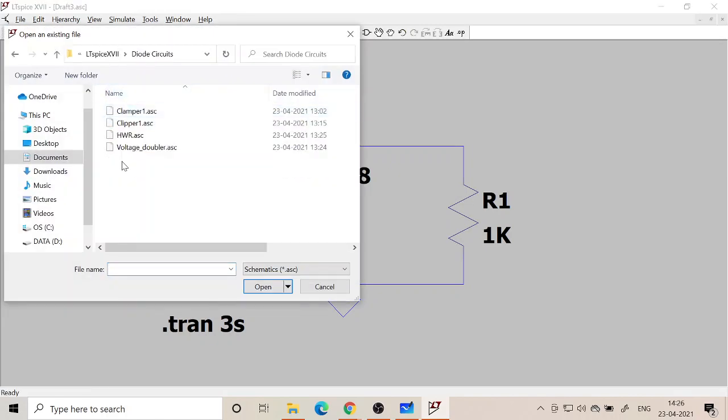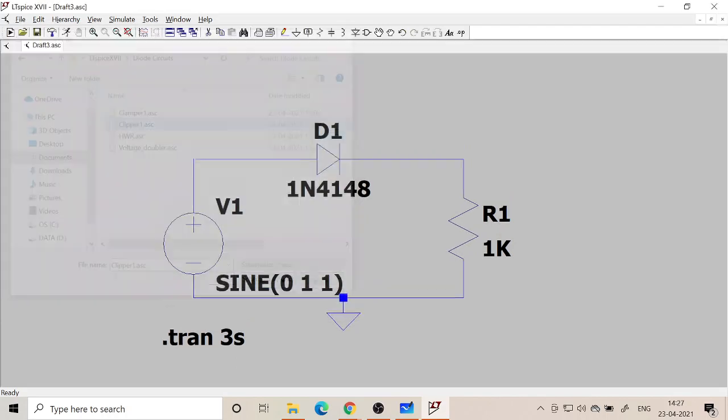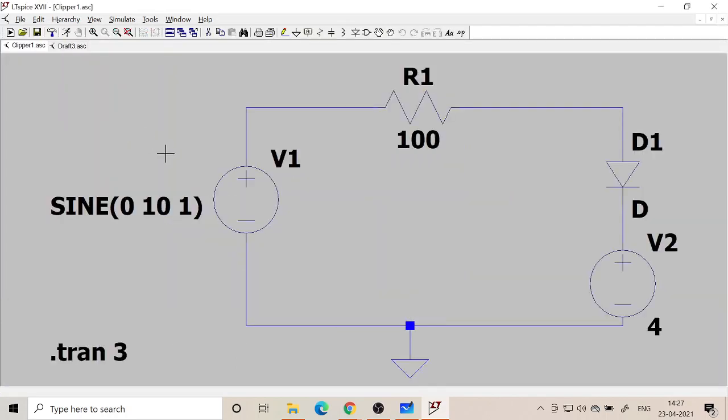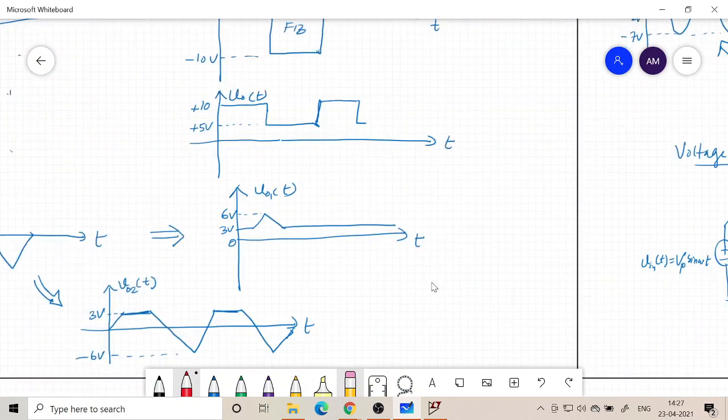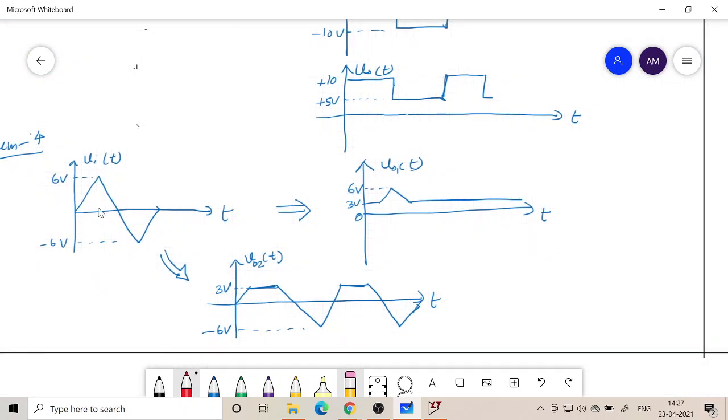Now I have done a few circuits. This half wave rectifier I have already shown you. Now let's look at clippers. I think I gave you one exercise. I don't remember the voltage amplitude that I gave you. Let me check. Yeah, this is what I told you: create a clipper circuit which can give you this output from this input. So 6 volt peak to peak, and it is a triangular wave.